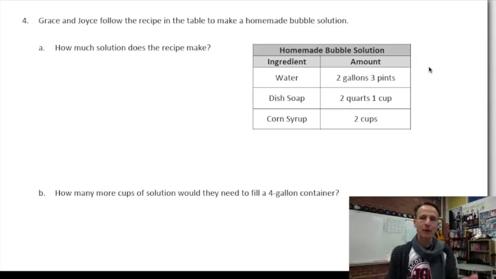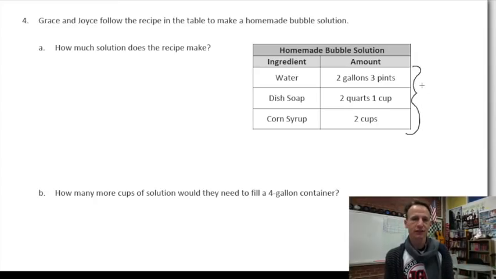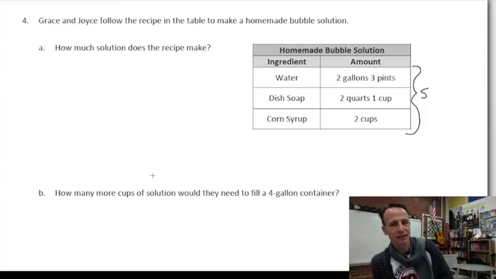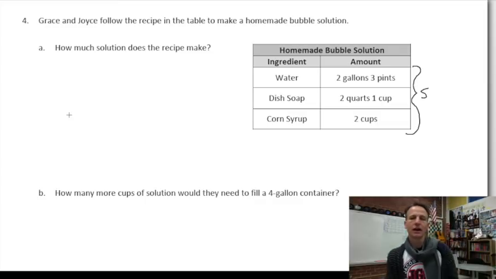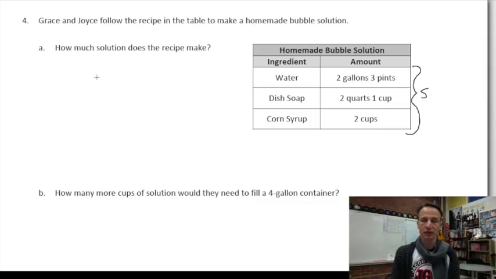When we're talking about how much it makes, we don't even need to draw something here because it's already drawn for us on the table. This is our solution, the combination of these three. Now, you notice we're given gallons, pints, quarts, and cups. There are several ways we could go about this. I think we should just smash the whole thing together and see what happens. What do you say? All right.